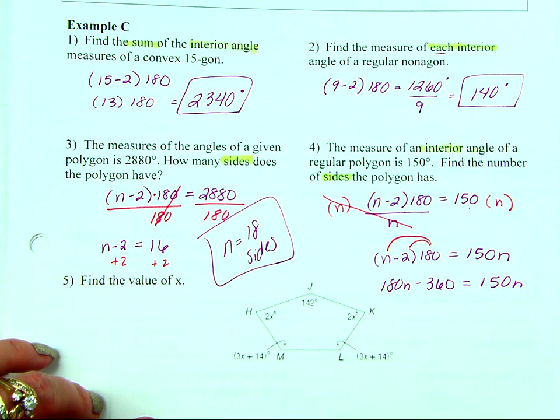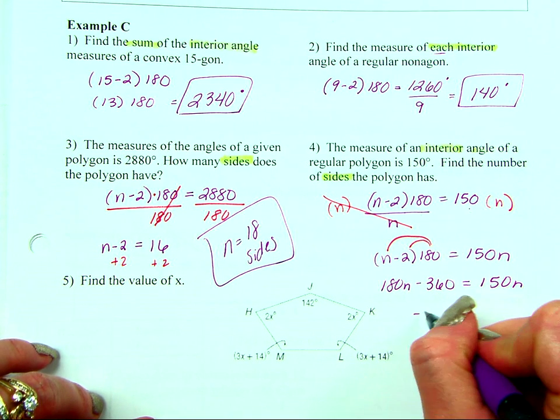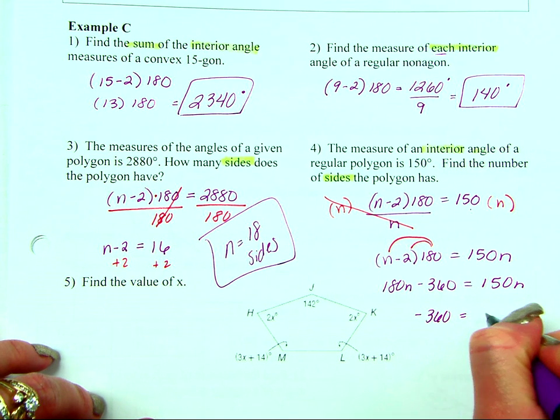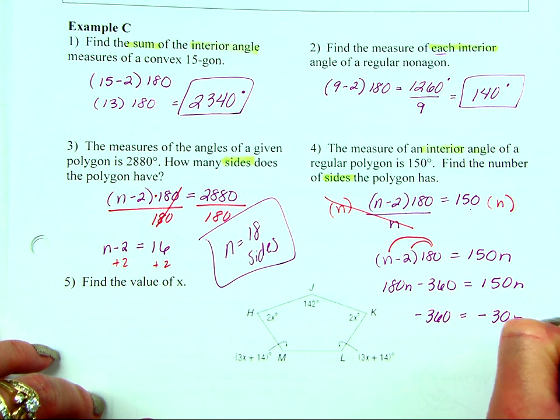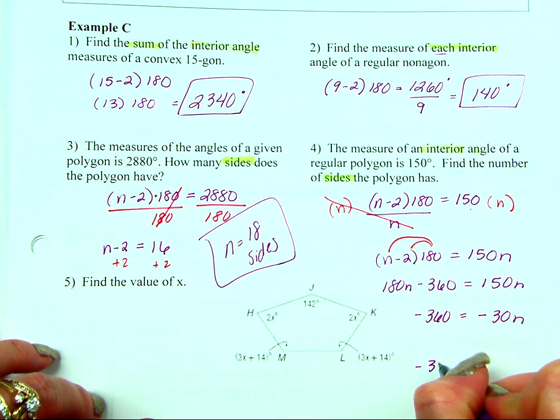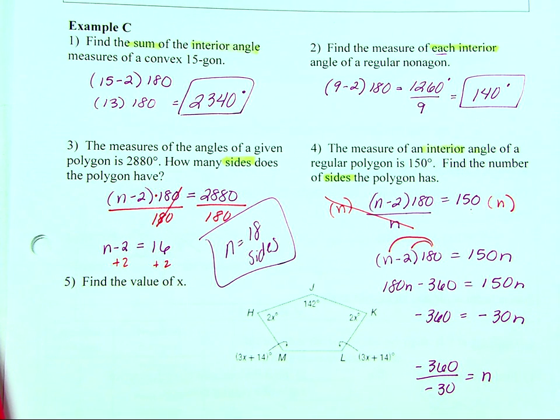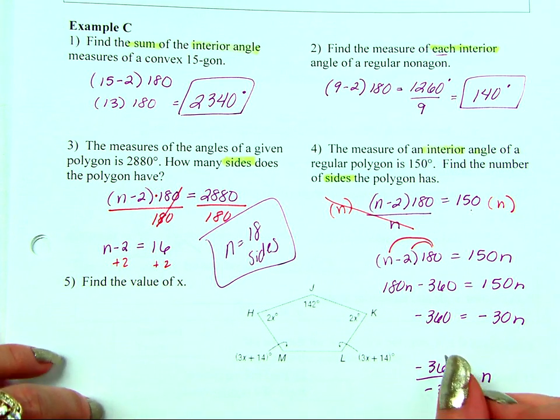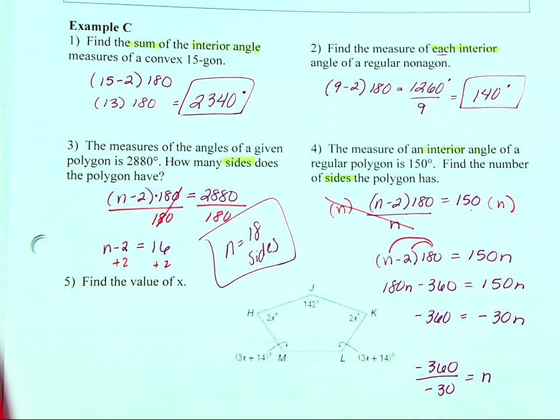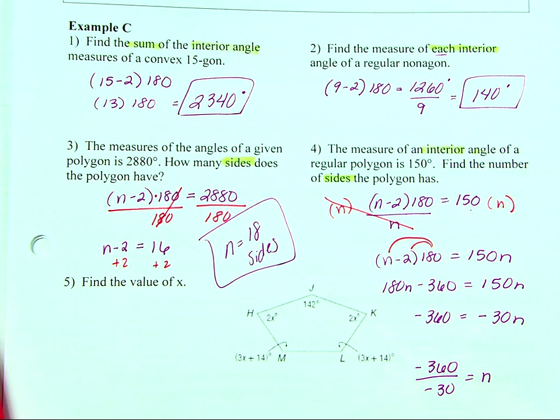I want to get my n's on the same side of my equation. And then we'd go ahead and divide. Negative 360 divided by negative 30. Well, I know I'm going to have a positive. 3 into 36 goes 12 times, and so we must have 12 sides.